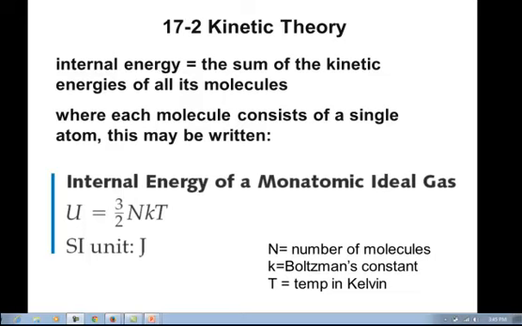The average kinetic energy, and we're going to look more at the kinetic theory, we can relate to the internal energy. And the internal energy is the sum of all of the kinetic energies of the molecules. And in this case, the total internal energy would be 3/2 times N times k times T. 3/2 is a number, N is the number of molecules, k is that Boltzmann's constant from the first slide, and T is your temperature in Kelvin. And since it's energy, it's going to be measured in joules.